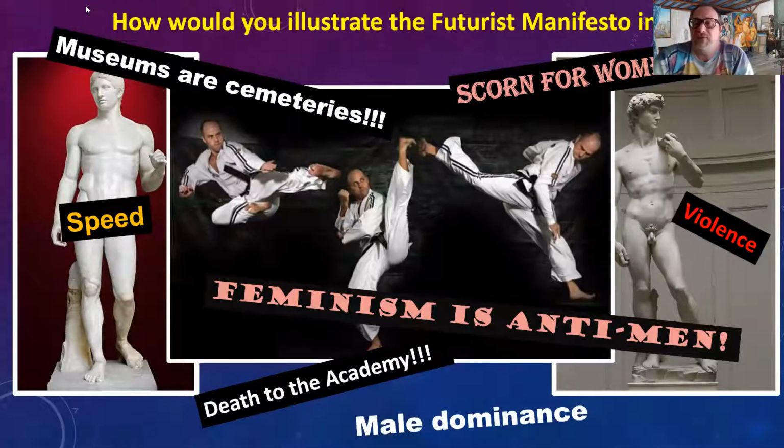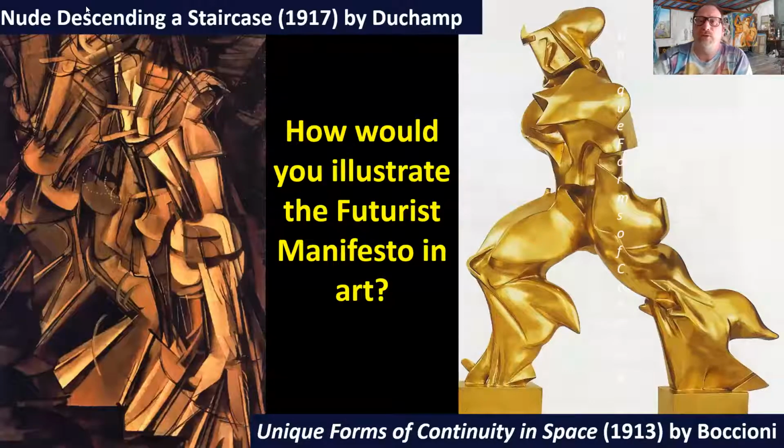So the question is, if this is so much about the future, how would you illustrate the future manifesto in art? And remember, here are quotes: violence, death to the academy, male dominance, feminism is anti-masculine or anti-man, speed, scorn for women, and museums are cemeteries. So how do you make an artwork that's about that? And here's what they do.